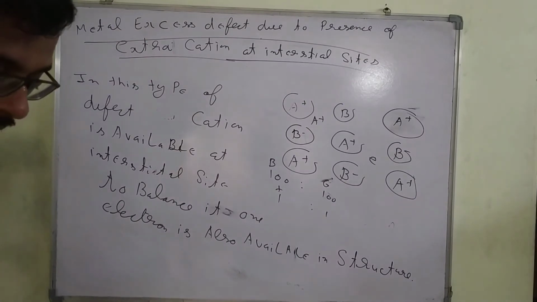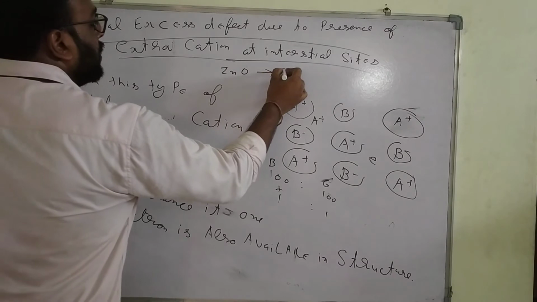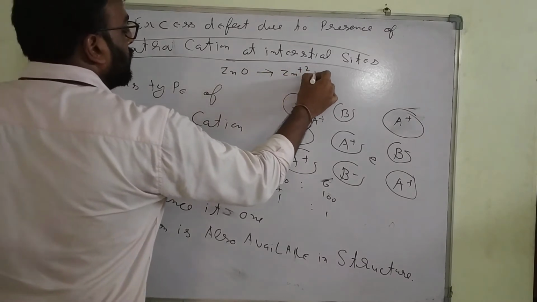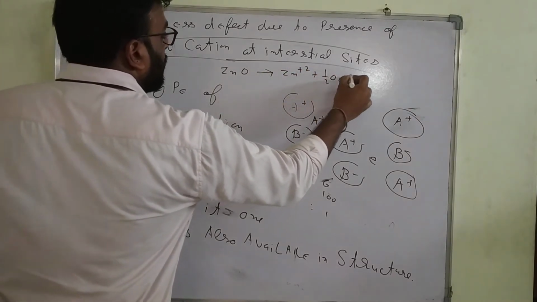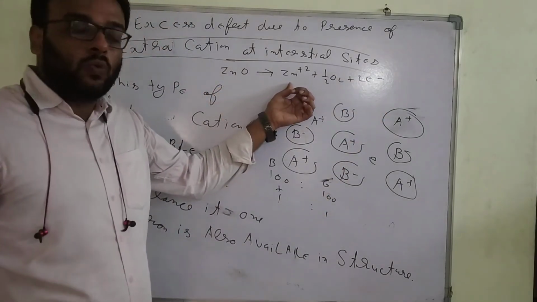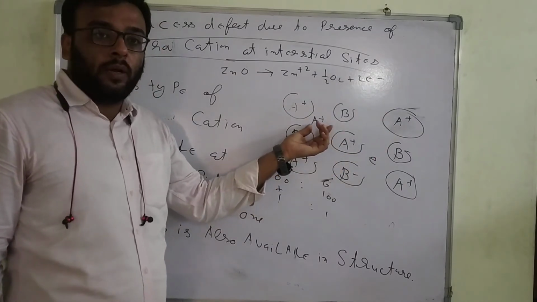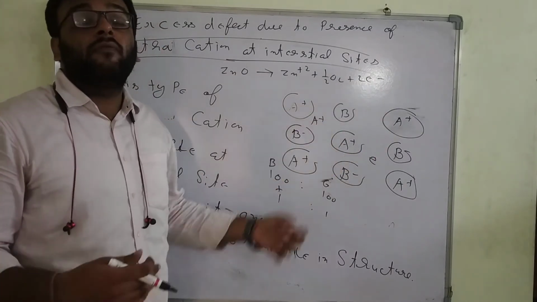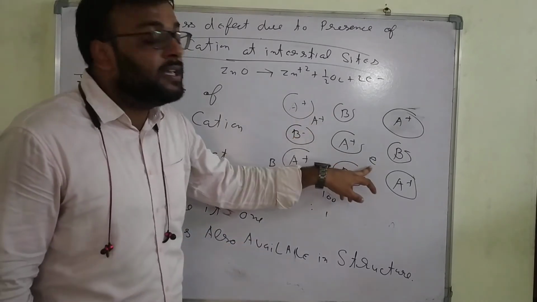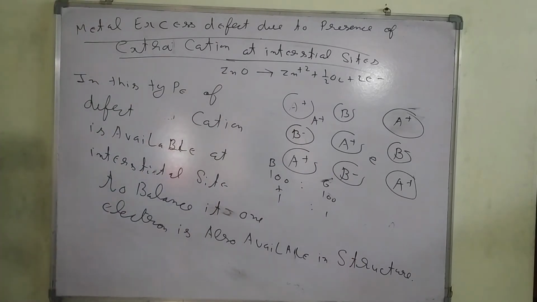There is one equation in the given textbook. What happened? ZnO gives Zn2+ plus half O2 plus 2 electrons. Suppose Zn is given as the plus 2 ion, so 2 electrons are also available in the structure. This is A plus. How is A plus formed? When it releases one electron, that electron is also available in the structure. Just pause the video. Metal excess defect due to presence of extra cation at an interstitial site.